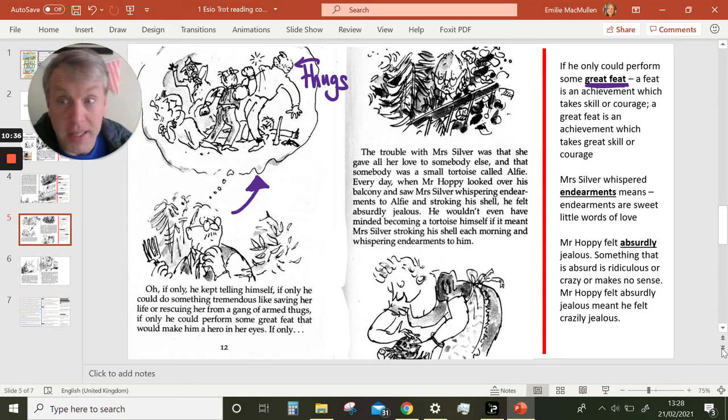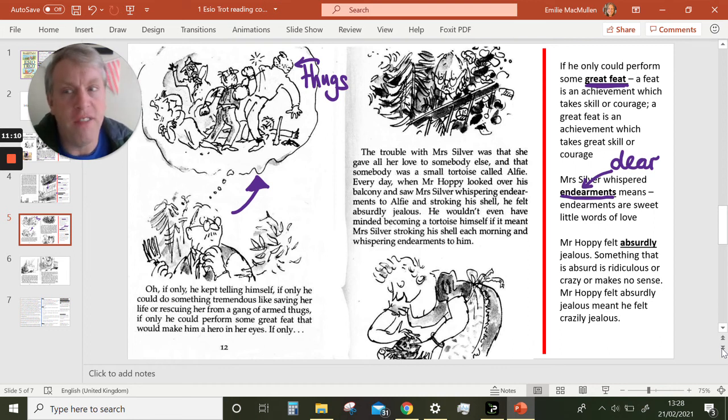And then Mrs. Silver loves Alfie and she whispers endearments. Now, endearment's an interesting word. It's got the word dear in it, hasn't it? And if someone is very dear to you, it means you really like them, perhaps you love them. And Mrs. Silver loves Alfie. She whispers endearments to him. She says, "Oh, my little dear, oh, my little lovely Alfie, how are you? Oh, lovely Alfie, how are you doing?"